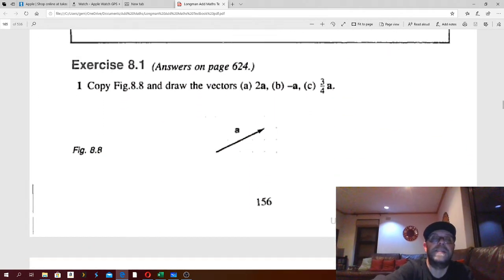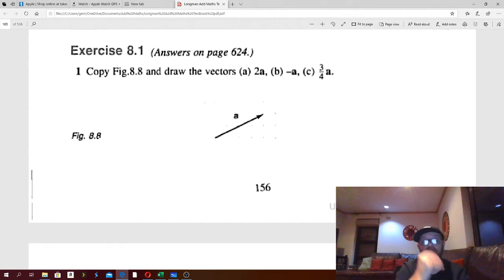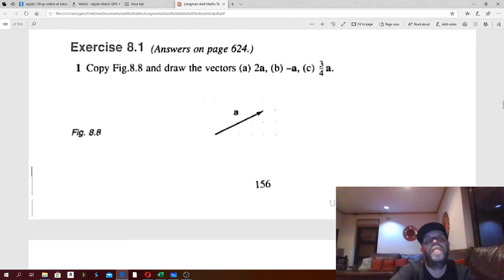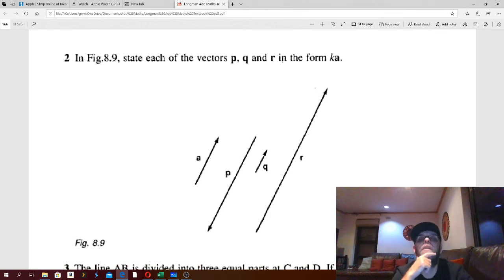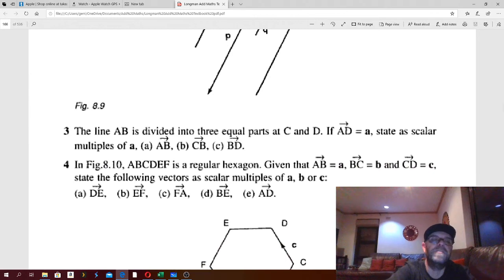All right, so here's exercise 8.1 already, and with that information you should already be able to answer a few things. So number 1 gives you a vector A and then asks you to draw a couple of other vectors from it. Number 2 says that you must state each of the PQR vectors in the form of KA. So what you'll actually have to do there is go and measure them in terms of A. So look at P, well, I'm just going to hazard a guess, but P definitely looks about double the length of A. But it also goes in the opposite direction. So that would be minus 2A. And you should do the same for Q and for R and see what you can do there with those.